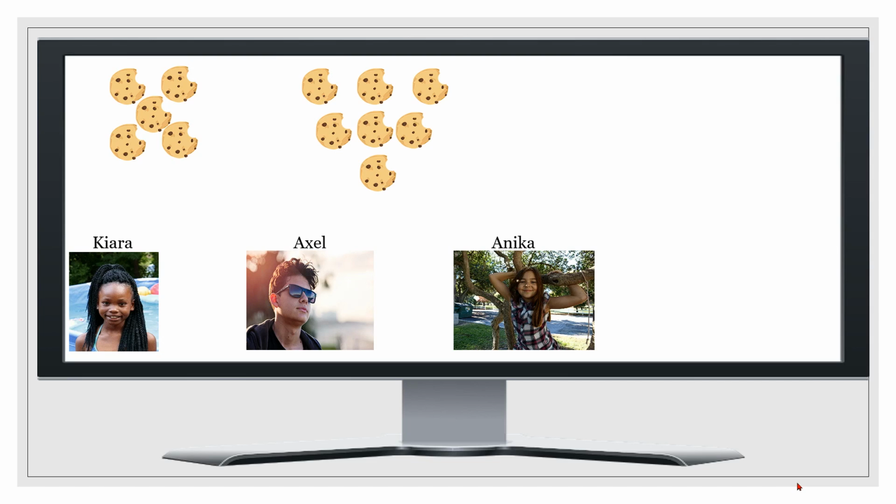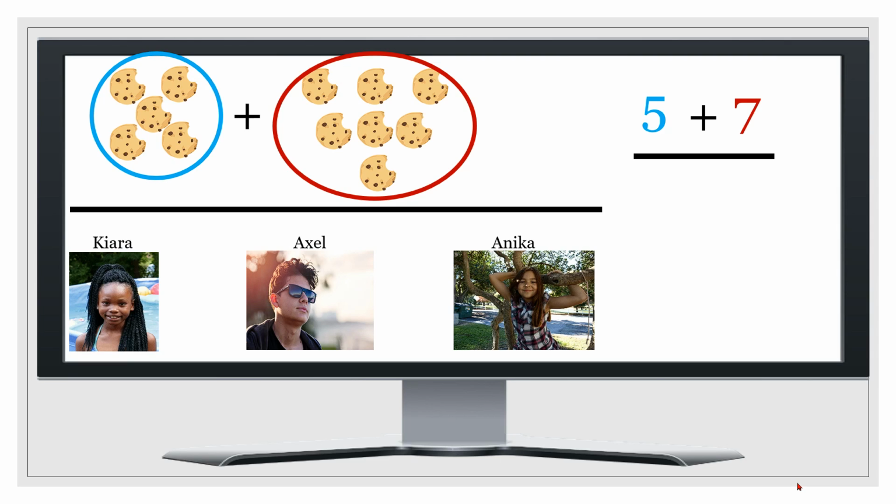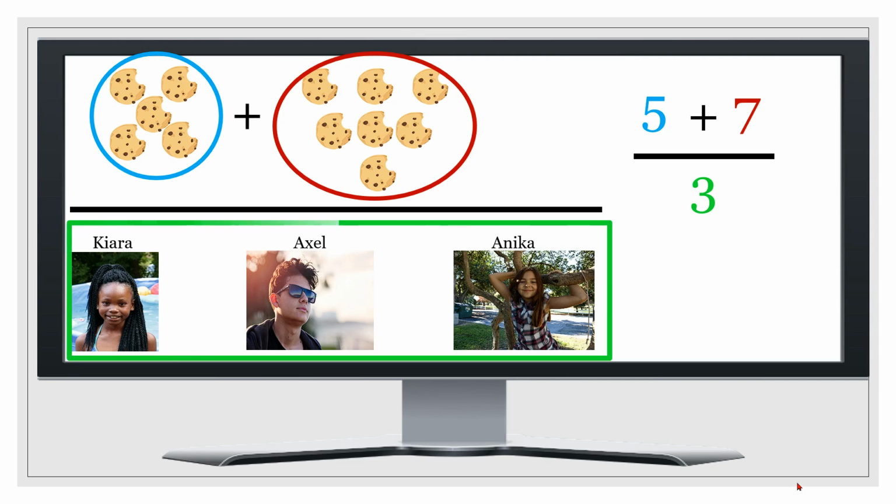Well, let's think about it. Let's look at the total number of cookies we have. So we can calculate that by taking the 5 cookies that Kiera has and adding to it the 7 cookies that Axel has. If I take that and divide it by the total number of people who I'm distributing the cookies to, which is 3, I end up with 12 divided by 3, or 4 cookies per person.